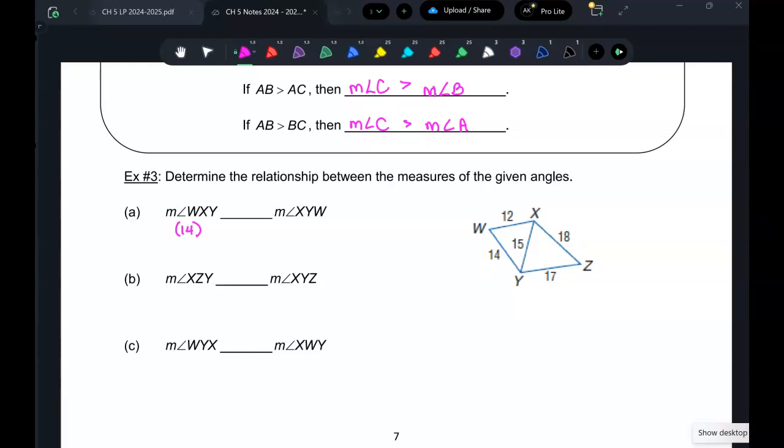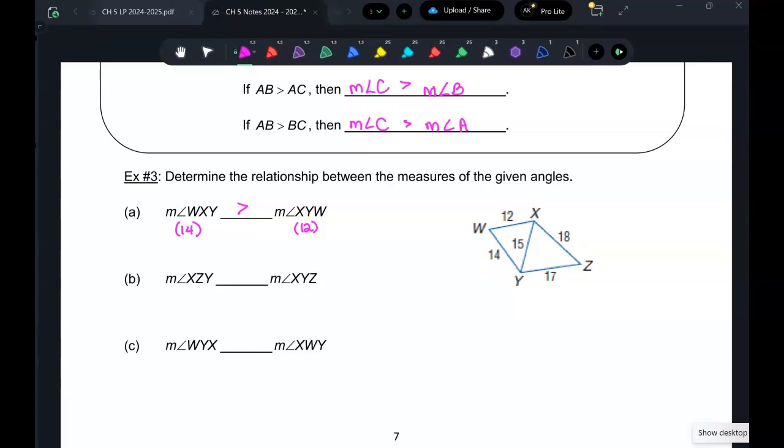And then XYW, the side opposite would be 12. So I'm looking opposite. Well, if this side is bigger, then this angle is bigger.